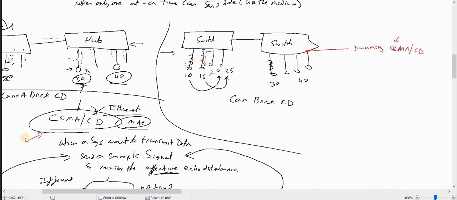In English, what does that mean? It means I am checking only this part of the medium. I am not checking the whole network. Only this part of the medium is what I am checking. Okay? So that's why there is parallel communication in the switch. Parallel communication in the switch is happening because of CSMA/CD.